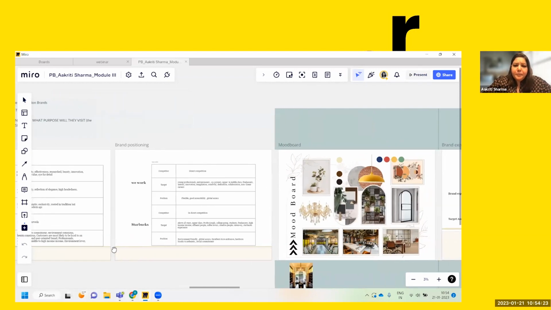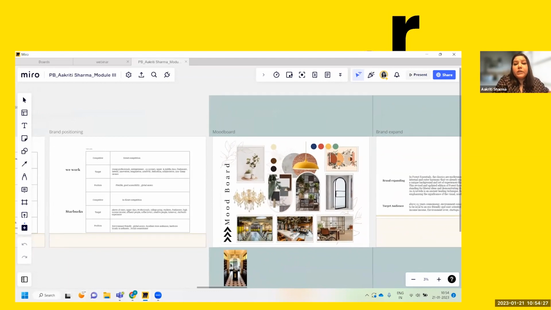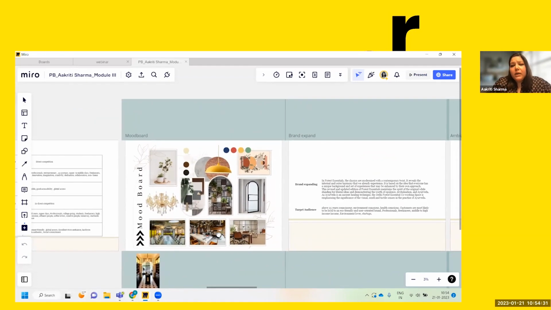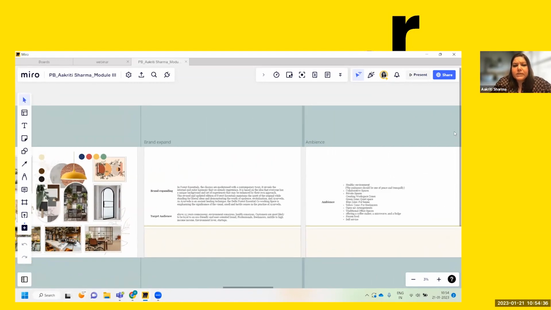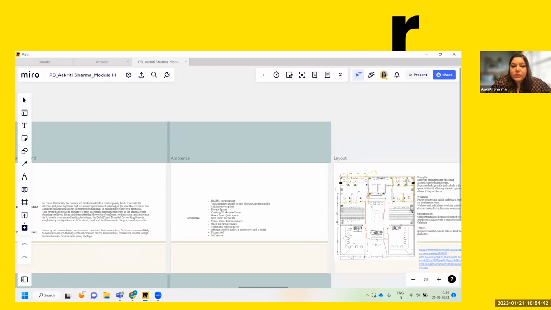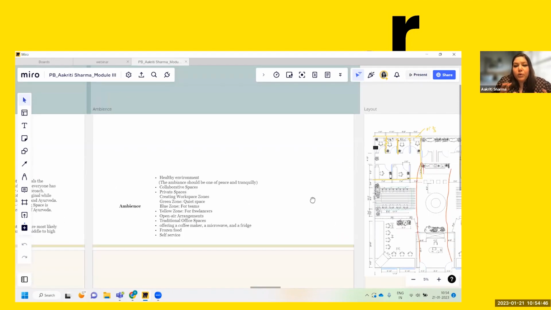And I came up with this mood board, created according to whatever Forest Essential is explaining. And why Forest Essential is expanding in terms of workspace, we had to explain it. What do you think the ambience will look like according to your target audience, and how are you going to create the mood of your workspace?